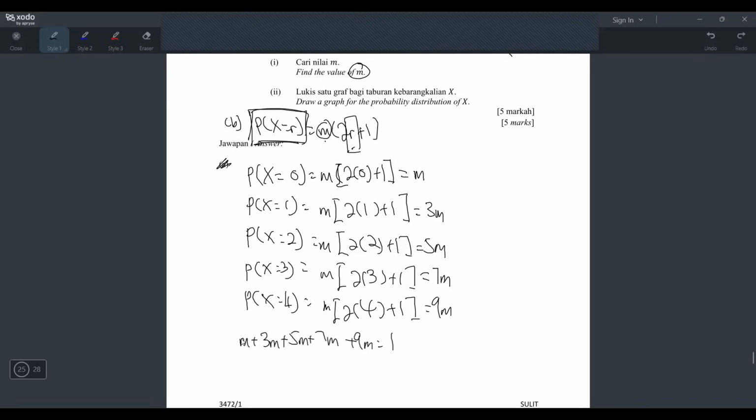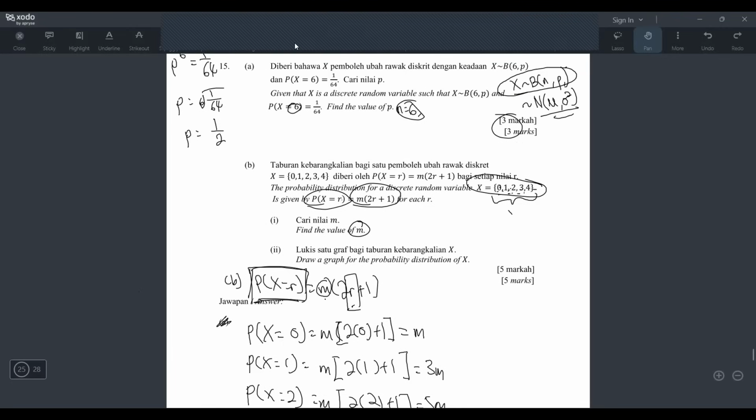So m dengan m boleh buat. So yang ni tak ada depan means 1, 1, right? So 1m plus 3m is 4m, 4m plus 5m is 9m, 9m plus 9m is 18m, 18 plus 7, 25m. And then m is 1 over 25. Okay, that is the answer for question 1.